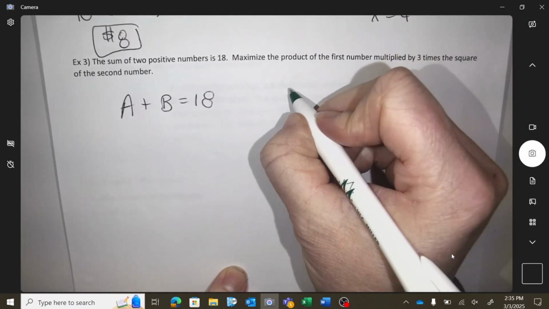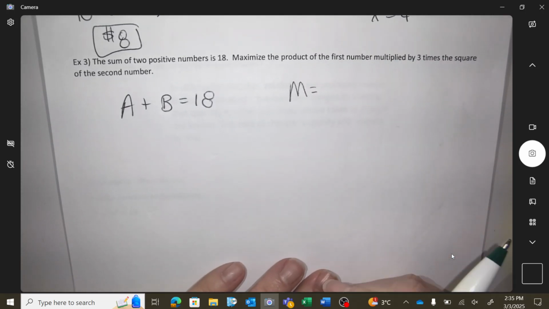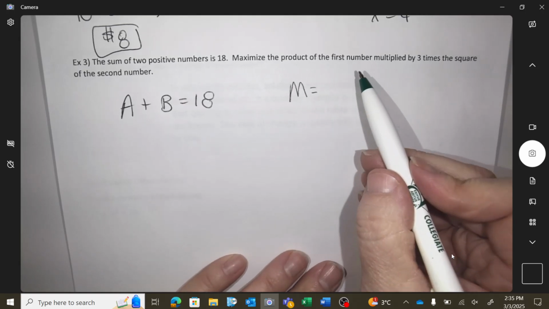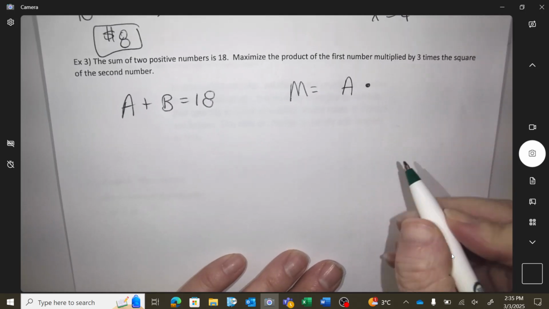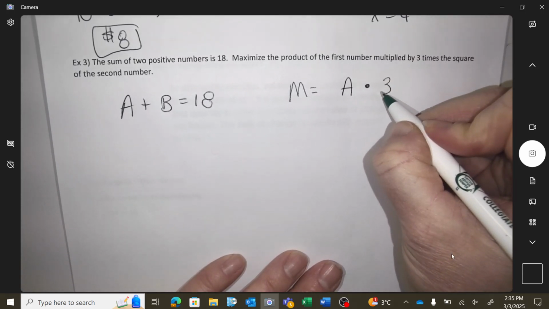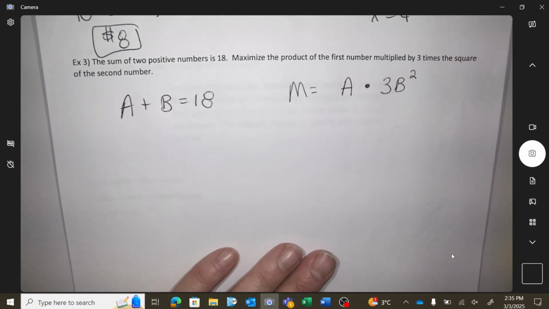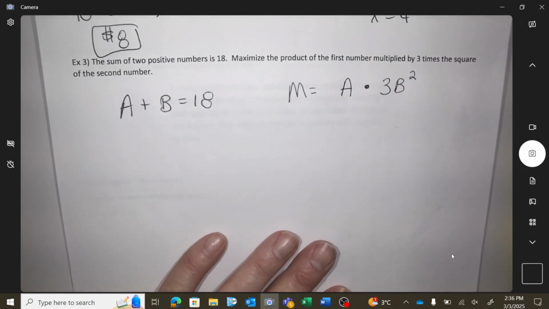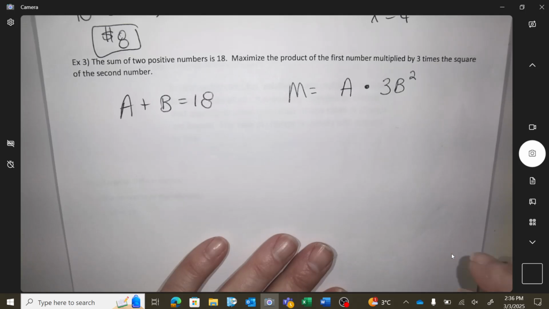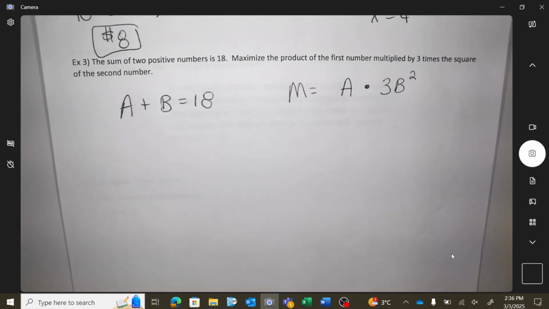Maximize the product. So I'm going to go M equals, for max product, you could use a P equals, whatever. Maximize the product of the first number multiplied by 3 times the square of the second number. Okay, now this is exactly the same situation as our area question. Why? Because I have a variable, a variable, a variable. I have 3 variables. You can only have 2.